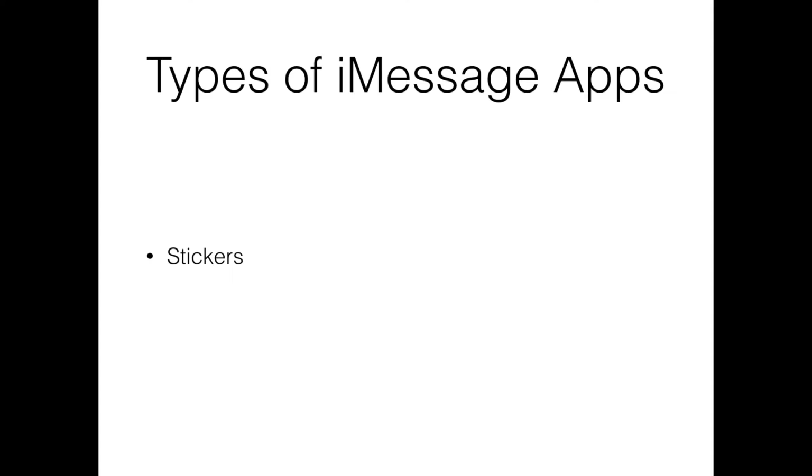So iMessages, there are 2 types of iMessages. One is Stickers app and one is the normal iMessages app. All right. Stickers apps, you can develop in 30 seconds. And we're going to do that. We're going to start with a basic Stickers app and we can create it in 30 seconds.